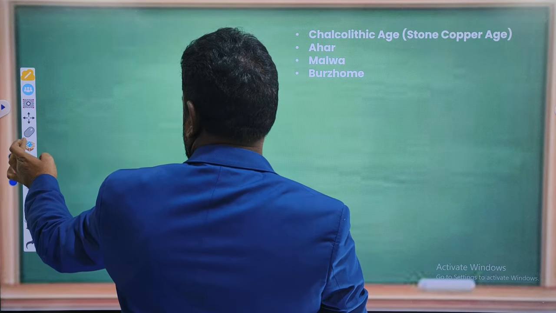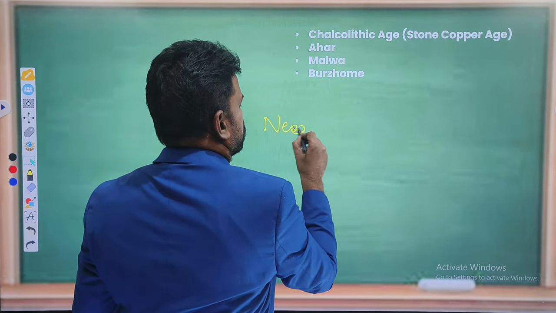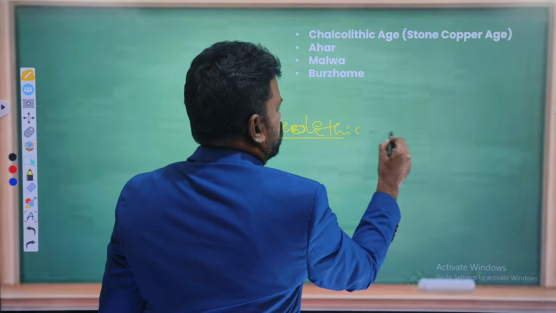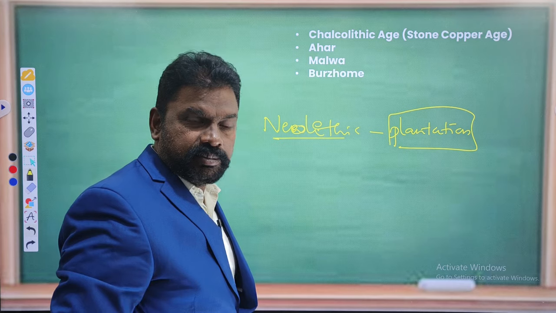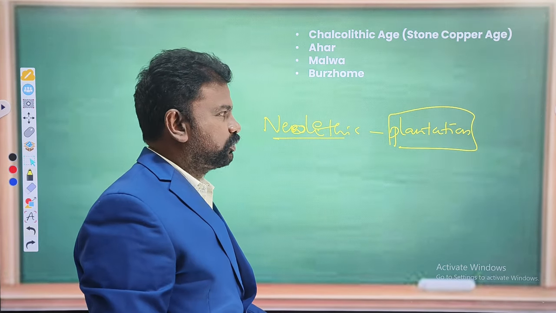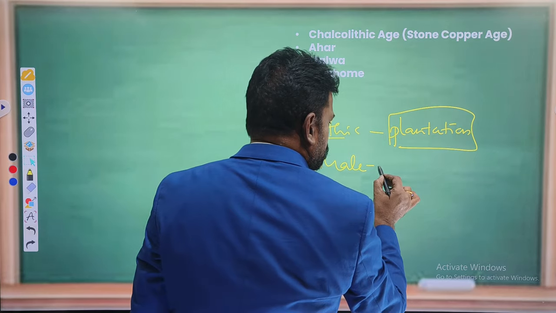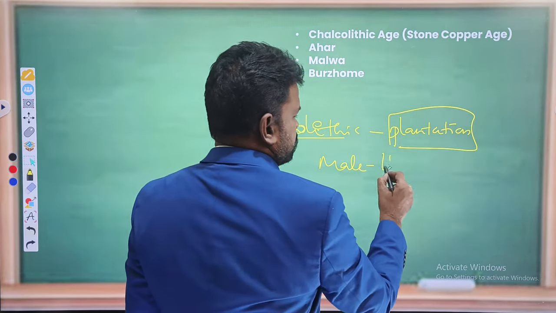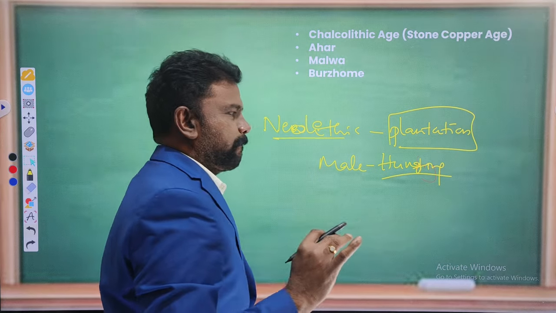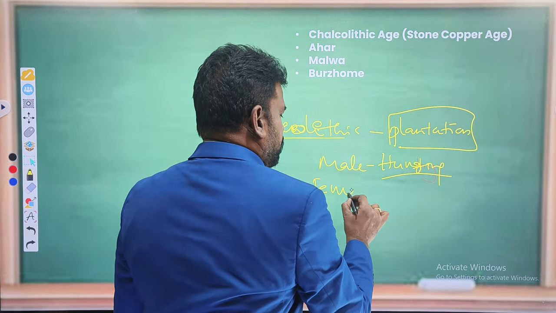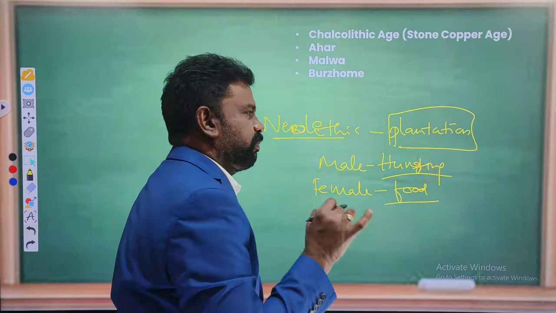Before going to the Chalcolithic age, we will discuss something about the Neolithic period. The Neolithic period started plantation. Who started the first plantation, male or female, or both? Remember, males were always busy with hunting. While they were busy hunting, females, whose main role was to gather food, started plantation in the form of gathering food.